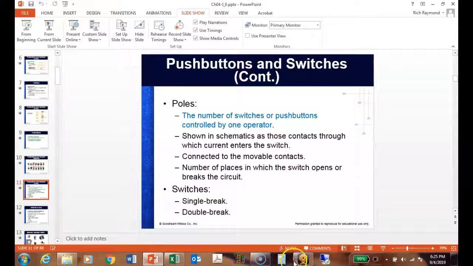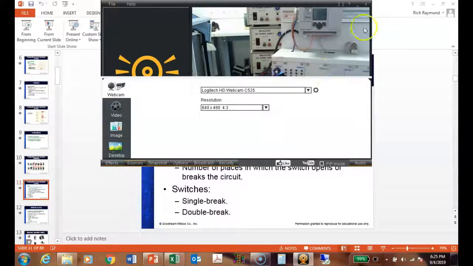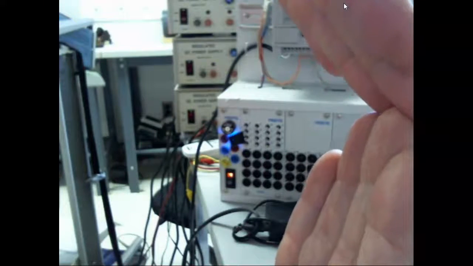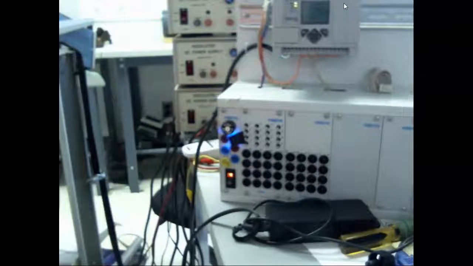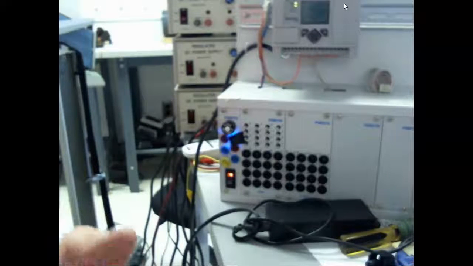What happens with the double break is that spring, you can see it actually tilts. If one end doesn't break, the thing will tilt up like this and break it probably 99% of the time. You really have to weld these things together before they won't break. So that's double break. They can handle a higher current and they don't weld together as easily as single break.